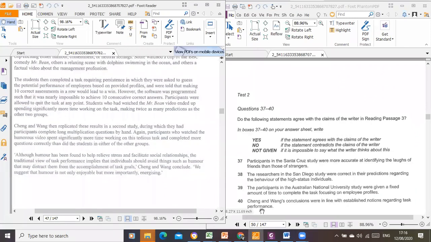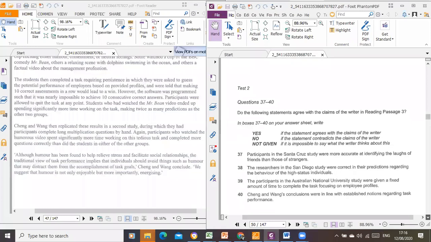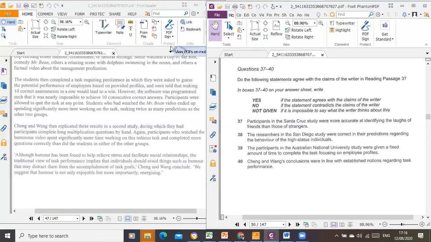And then the last one talks about Cheng, and this must be Chinese something. So these people, conclusion were in line with established notions regarding task performance. Once I see some conclusions, usually the conclusion is always at the end, okay? But then this was where they mentioned the first name, all right? So I'm likely going to find my answers around here. They usually don't write the conclusion here, okay? But if it happens, this is IELTS, just find your answer.